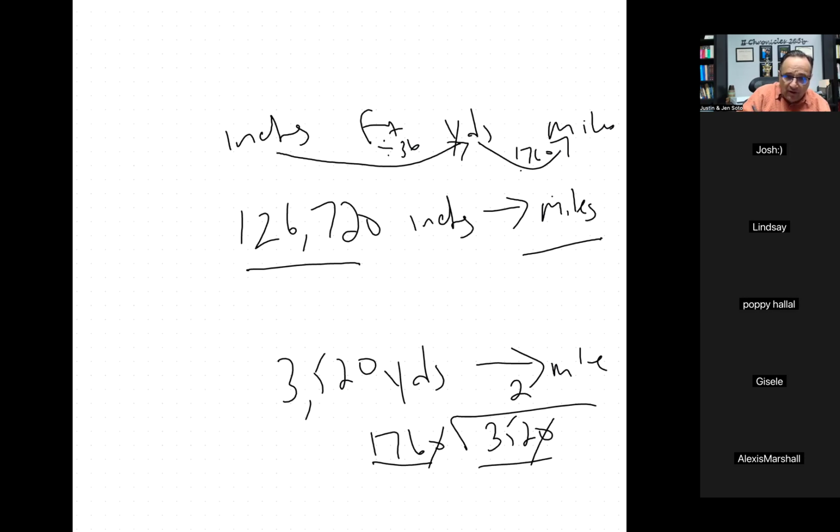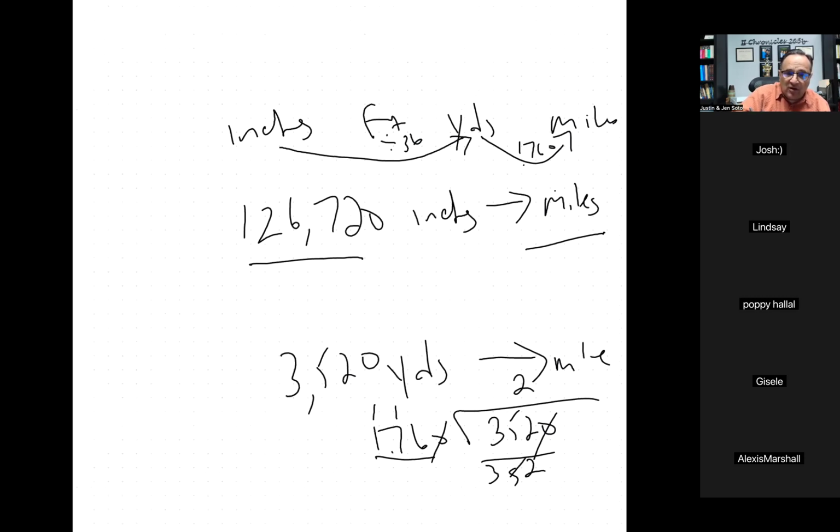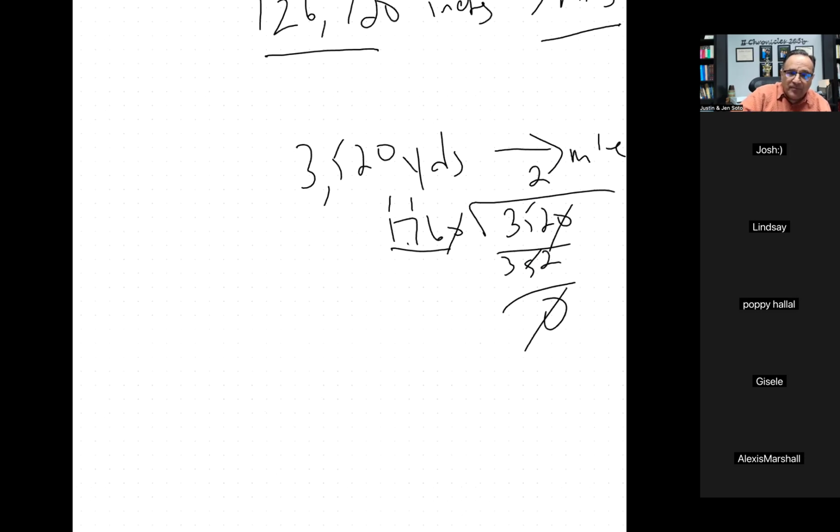2 times 6 is 12. 2 times 7 is 14 plus 1 is 15. 2 times 1 is 2 plus 1 is 3. 352 minus 352 cancels out to 0. Here's our answer right there.